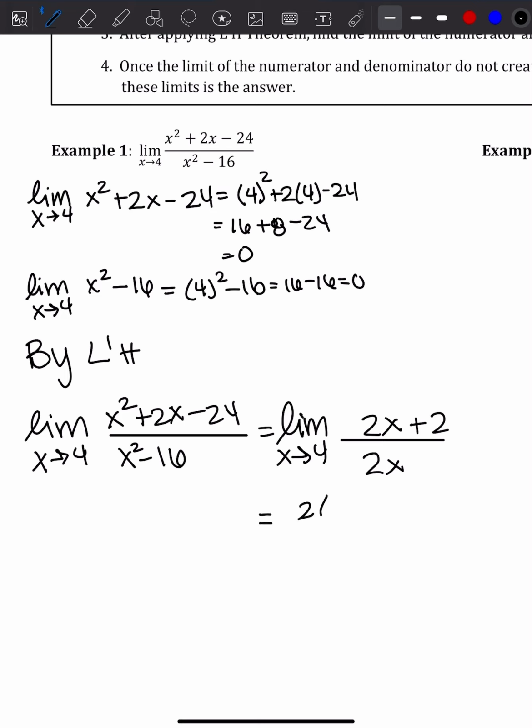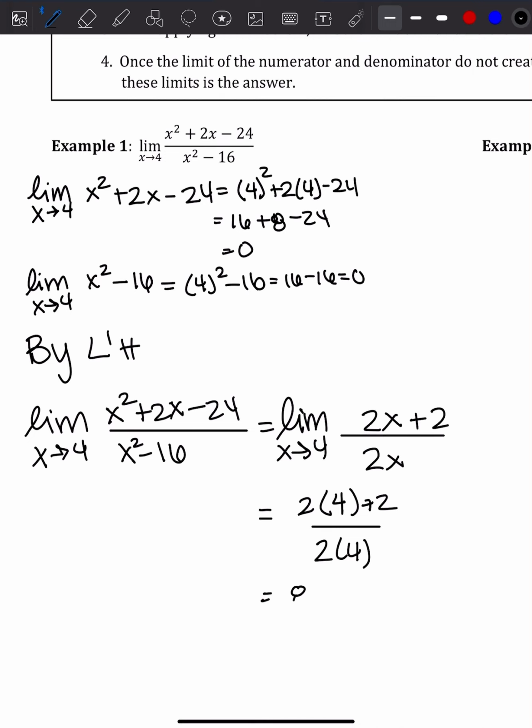So I have 2 times 4 plus 2 divided by 2 times 4. If we're worried about it getting 0 over 0 again, we're going to want to go ahead and do that mental check first, and then we could potentially do this process again. But we don't need to in this case. So 2 times 4 is 8. So we get 10 over 8, or 5 over 4.